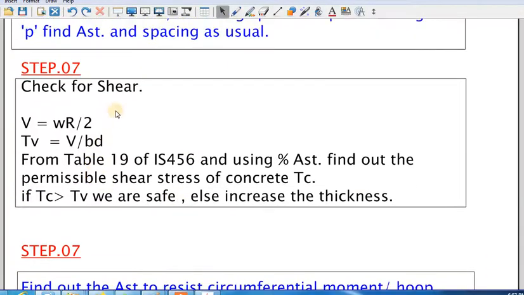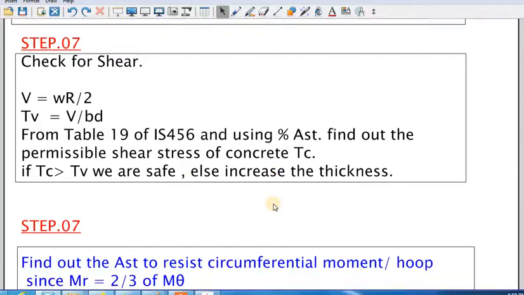The next step is you check for shear. How do we usually check the shear? We will find out the actual shear stress by the formula V by bd, where V here is WR by 2, where W is the load and R is the radius. Then once you got tau v, which is V by bd, using Table 19 of IS 456 and the percentage Ast, you find out the permissible shear stress that can be taken by the concrete, tau c. If tau c is greater than tau v, we are safe. If not, increase the thickness. Once we do the problem, it will be clear for you.